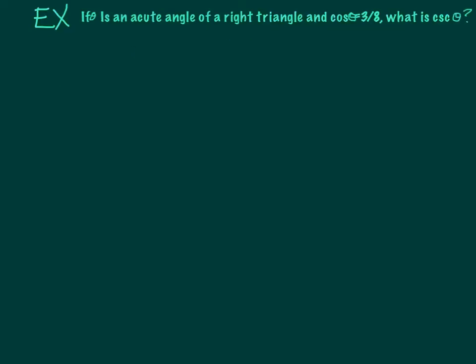Okay, here's another example. If theta is an acute angle of a right triangle and cosine theta equals 3/8, what is cosecant theta? You like my little hand-drawn thetas in there? So you're just going to say, well, I know that cosine theta is the adjacent over hypotenuse. So they told us that was 3/8. That means that if I have a right triangle, 3 is my adjacent and 8 is my hypotenuse. So I'm going to just draw that.